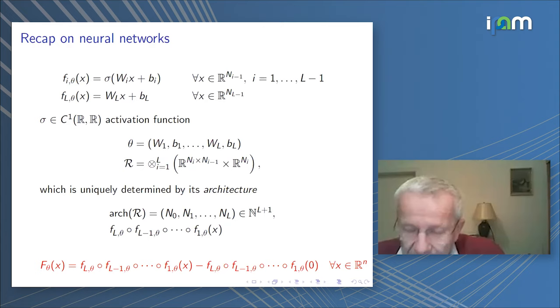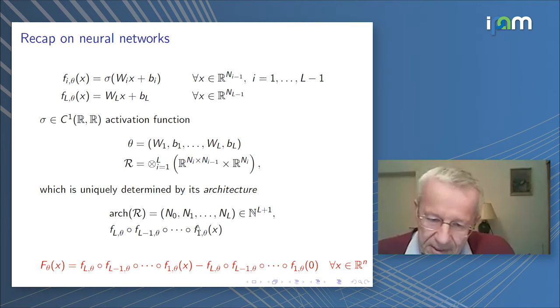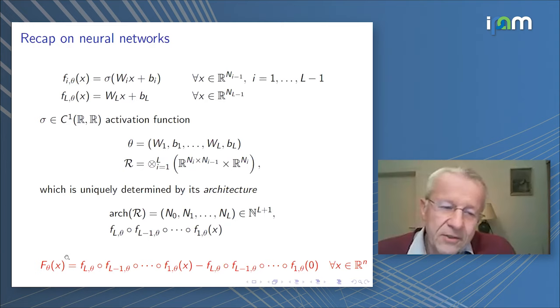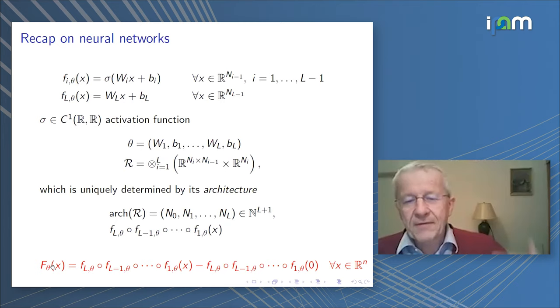So I take this network function and subtract its value at the origin. So the network functions f theta have also the property that f at 0 is 0. Sure.